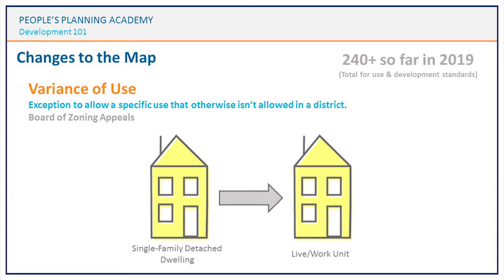Okay, so this is an example of variance of use. A variance of use petition would be necessary when a property owner wants to use property for a use not permitted in an applicable zoning district. So the property maintains existing zoning, but allows use of land that is not permitted by right. So in this example, imagine you're a business owner and you would like to convert your single-family home to a live-work unit. So this use is not allowed in the zoning district, so if you want to do this, you must file a variance request.